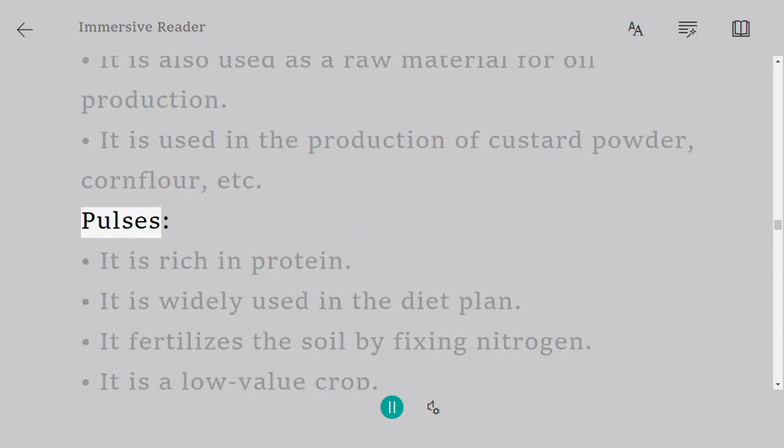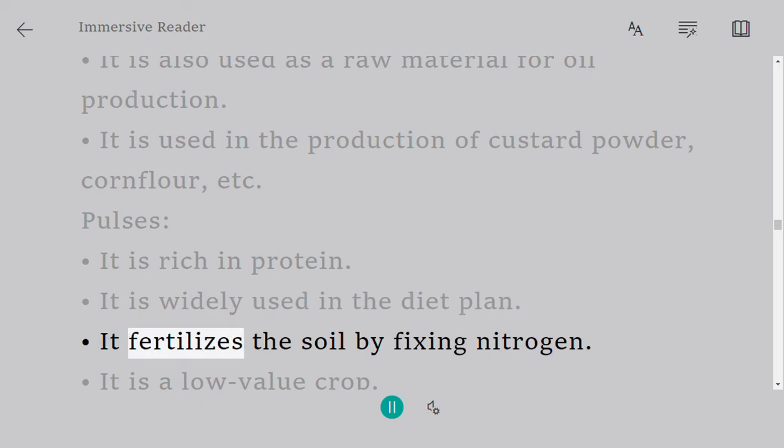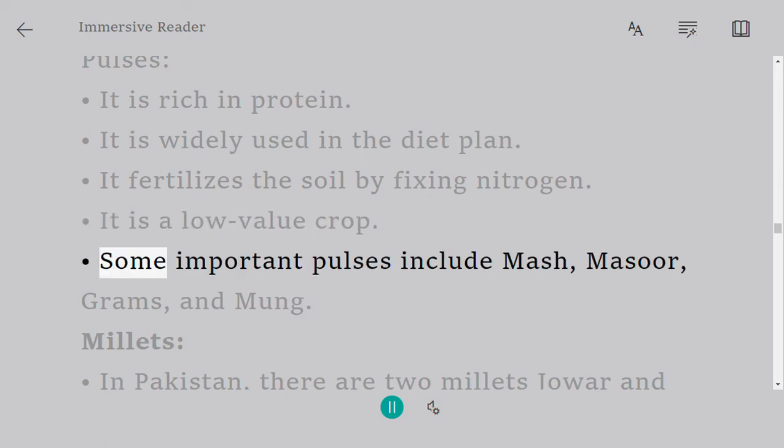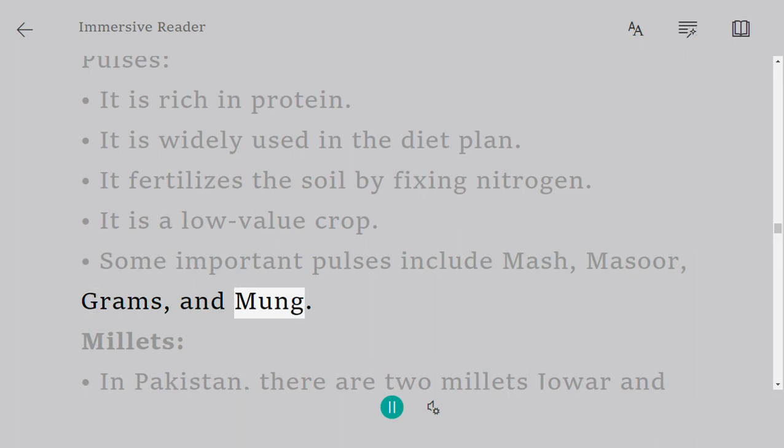Pulses. It is rich in protein. It is widely used in the diet plan. It fertilizes the soil by fixing nitrogen. It is a low-value crop. Some important pulses include mash, masoor, grams, and mung.